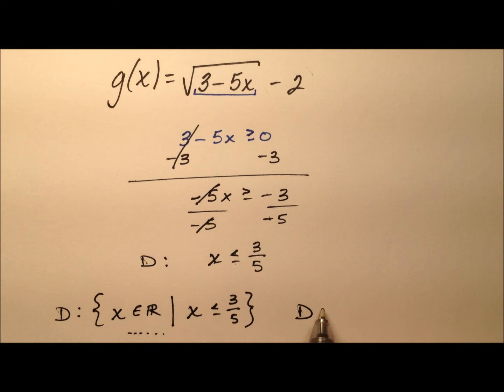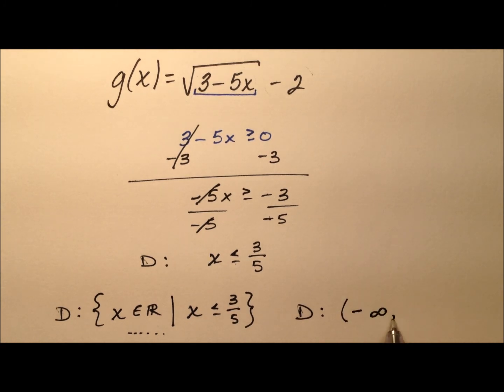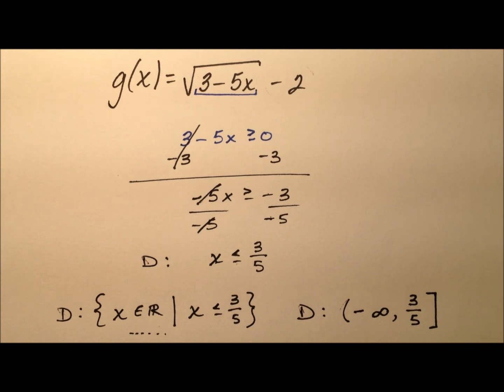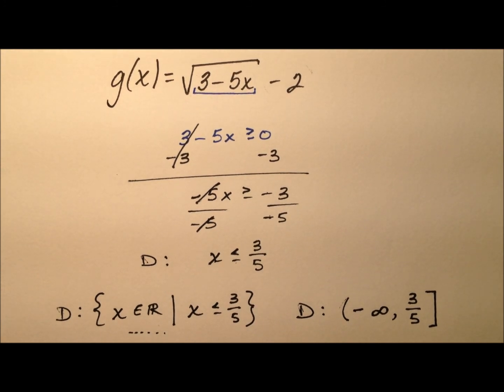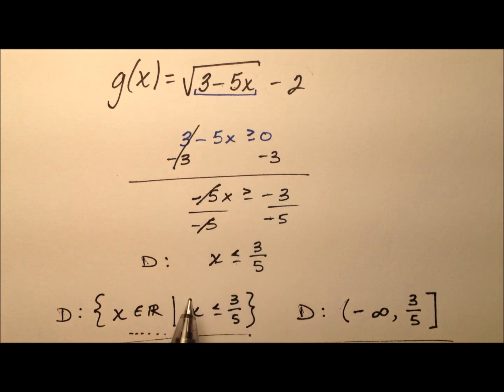We could also write it in interval notation. And so since it's less than 3/5, that means we're starting at negative infinity, and infinities always get parentheses, and we're going to work our way up to 3/5. We include 3/5, but definitely nothing bigger than 3/5. So here's what this domain will look like in set builder notation, and here's what it will look like in interval notation when we take that radicand expression 3 minus 5x and set it greater than or equal to 0.